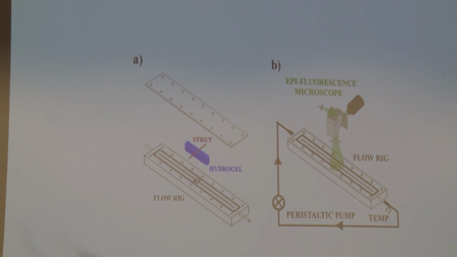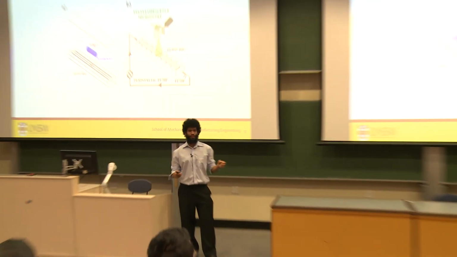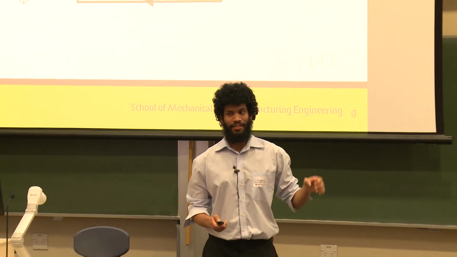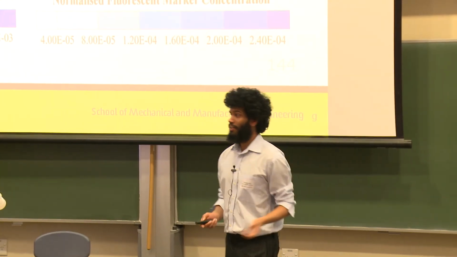So in the end, the distribution of the fluorescent marker that is being eluted from the strut into the hydrogel is used to analogously represent the diffusion of the drug from the drug-eluting stent into the artery tissue. So these are the results that I got.